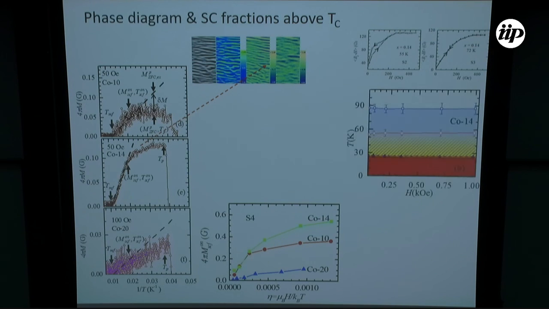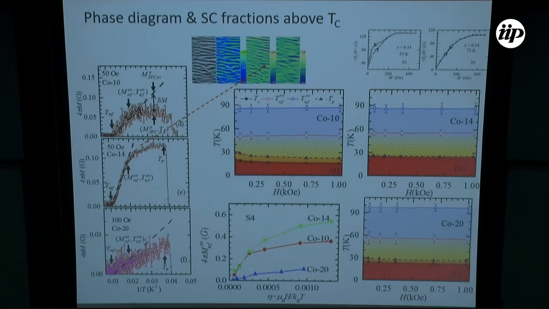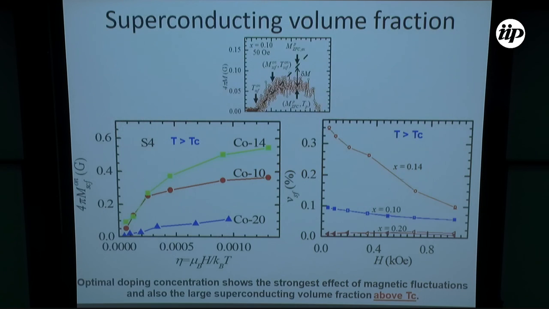So we propose a phase diagram where, going from high temperature, there is an onset of magnetic fluctuations, which is in this blue region. It enters a region where there are superconducting and diamagnetic fluctuations until it reaches the coherent superconducting state below Tc. And the orange region is the sliver over which there is a coexistence of magnetic and superconducting fluctuations. We have shown how this behaves for all three samples.